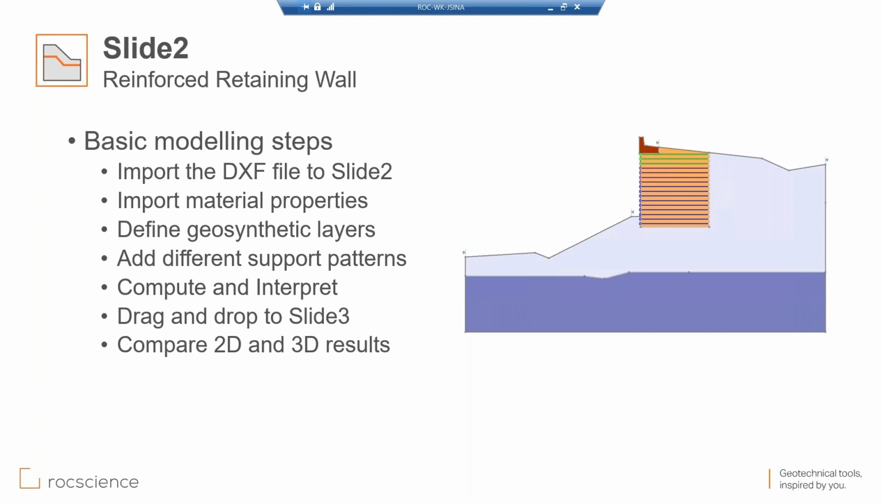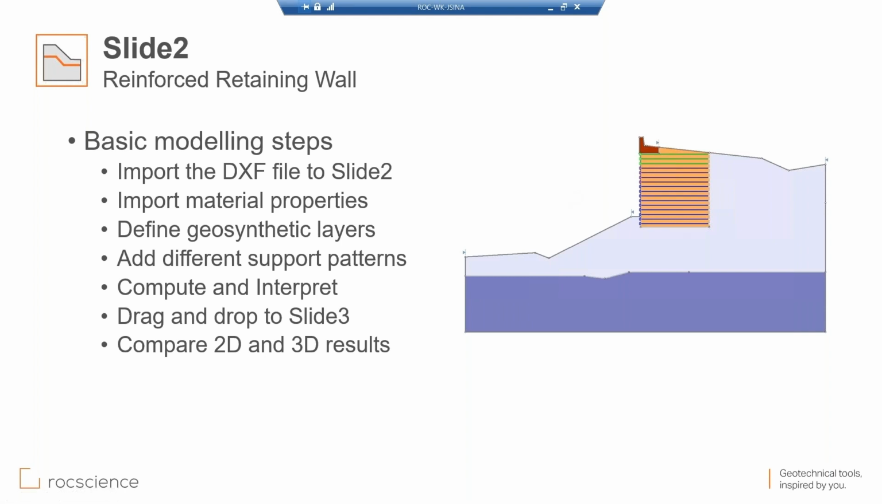Then I'm going to import the material properties, define geosynthetic layers using the common types, and add different support patterns. You can see we have different supports in different colors. So there are different patterns. I'm going to add them, compute and interpret.